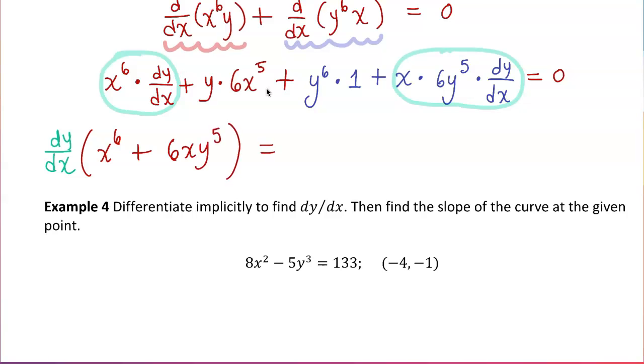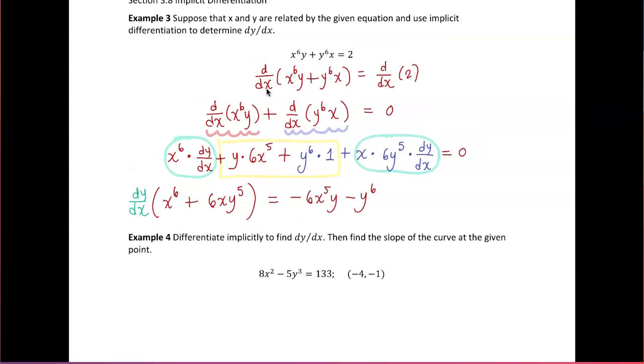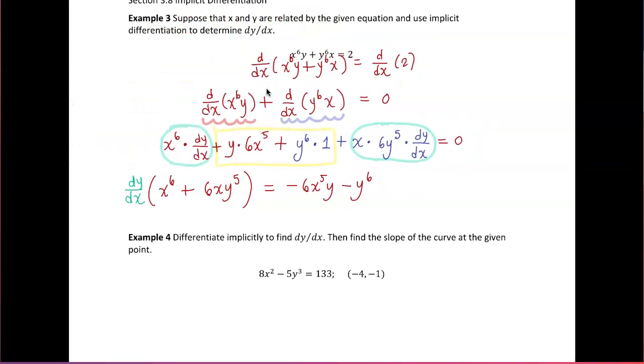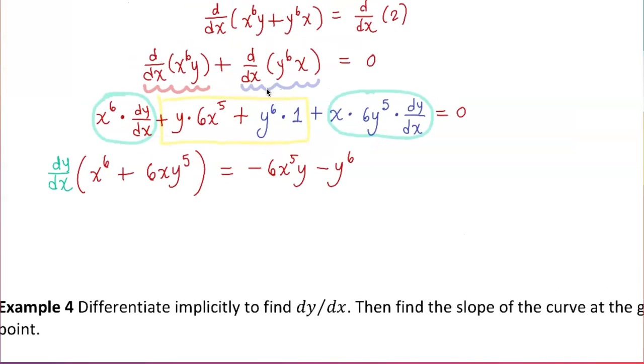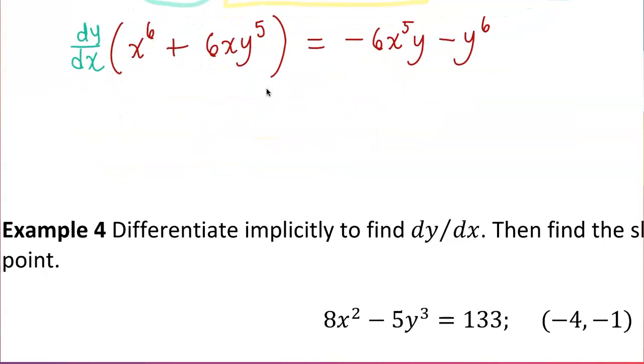So I'm done with the left side of the equal sign. But hold on, I will move these two to the other side of the equal sign because they don't have dy/dx. So that will turn into minus 6x to the 5th y minus y to the 6th power. And all I need to do is divide both sides by this parenthesis. Maybe I'm going to have to make these a little bit smaller. It's so difficult, and I think I'm doing it way too fast. So if you email me to do it again, I will gladly do it again.